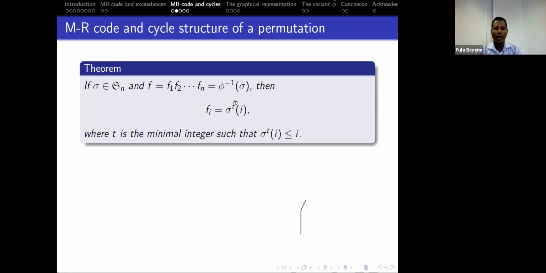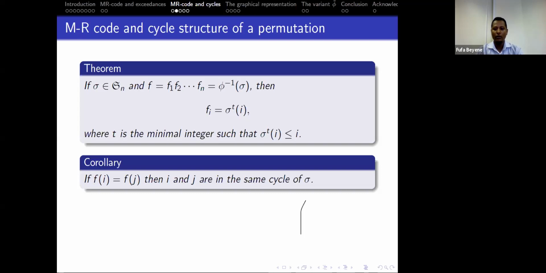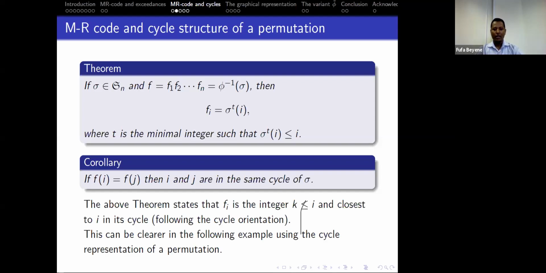So this is true for all i, and when i corresponds to an anti-exceedance of sigma, obviously we have t equal to 1. For exceedances, t is greater than 1. An immediate consequence of this theorem is that if f(i) and f(j) are equal, then i and j are in the same cycle of sigma. So the above theorem states that f_i is the integer k less than or equal to i, and the closest to i in its cycle when we follow the cycle orientation.